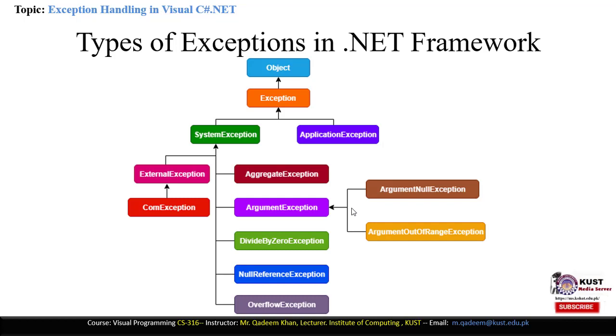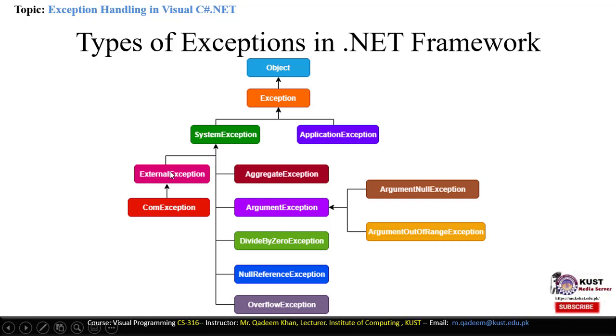Now, in .NET, there are many types of exceptions, and all the exceptions are inherited from the object class, while the exception class is also inherited from the object class. There are two types of exception in the exception class: system exception and application exception. In the system exception, we have the external exceptions. Also, we have the aggregate exception, argument exception, divide by zero exception, null reference exception, and overflow exception.